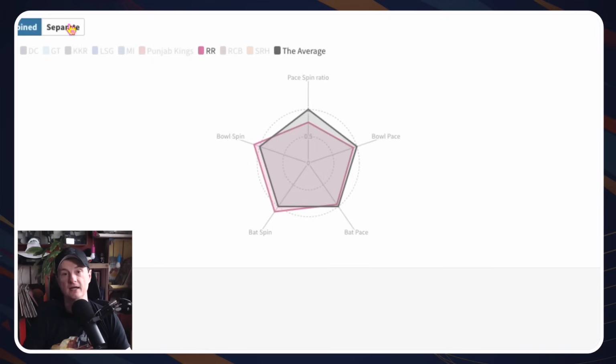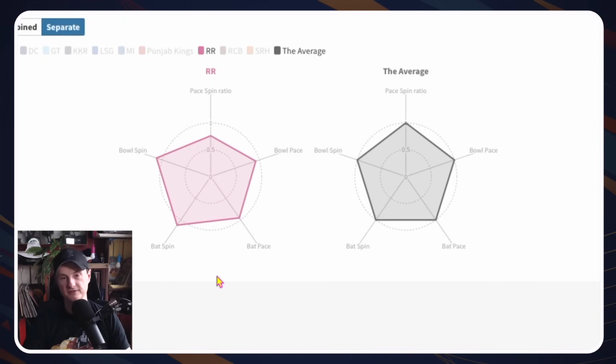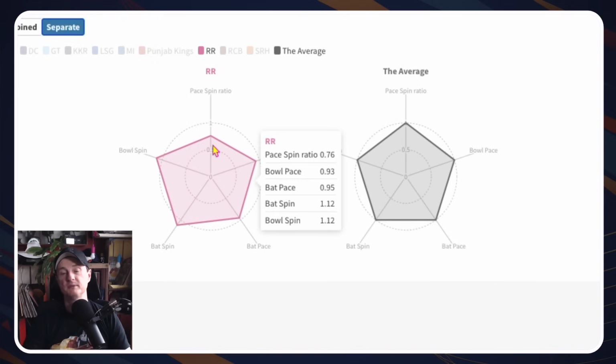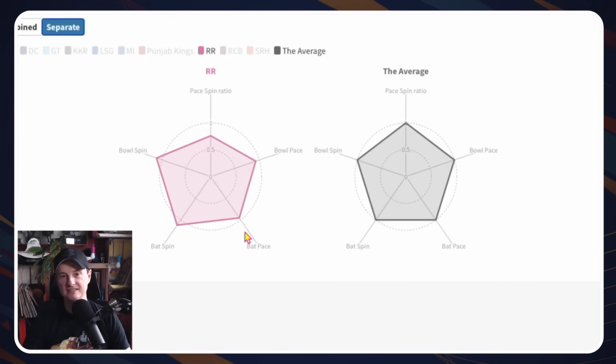You can see here that Rajasthan are a very different shape compared to everyone. They bowl spin 26% more than other sides, and when they do bowl pace, it hasn't gone particularly well for them. Interestingly enough, they don't actually bat that well against pace either. They bat really well against spin. That's probably Ashwin pinch blocking. At least that's my story, and I'm going to stick to it.